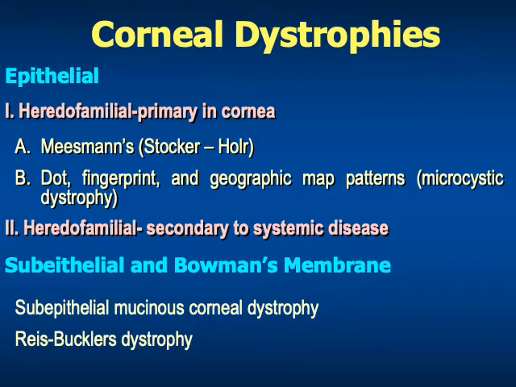To start with corneal dystrophies. These are some examples of corneal dystrophies. Of course, each part of the cornea has its specific types of dystrophies. As for the epithelium, there is heredofamilial primary in the cornea as Meesmann, dot, finger, and geographic map patterns, which is called microcystic dystrophy. Then there are those heredofamilial secondary to systemic disease. Then subepithelial and Bowman membrane dystrophies, as in subepithelial mucinous corneal dystrophy or Reis-Bücklers dystrophy.